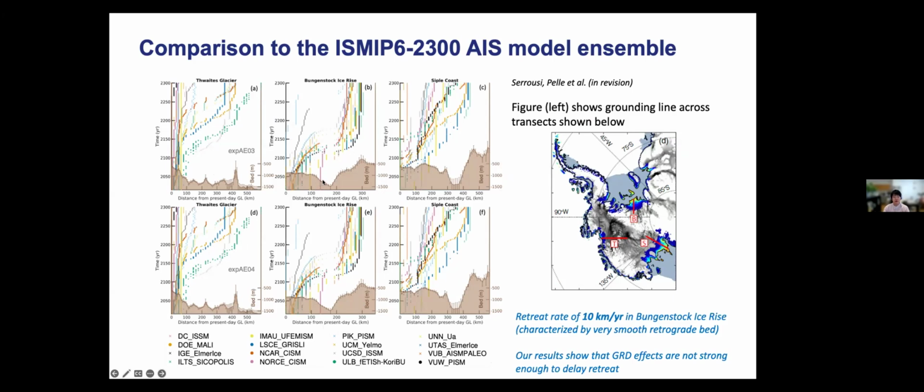And the one thing to note is this very, very smooth and very strong retrograde bed that exists in this region. And so in my results, the GRD effects didn't do anything in this region. It's just that this characterization is too strong and the retreat rate is too fast that GRD effects just can't do anything with it.